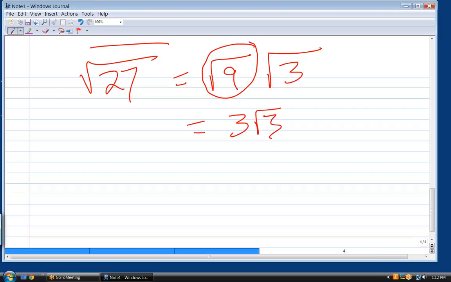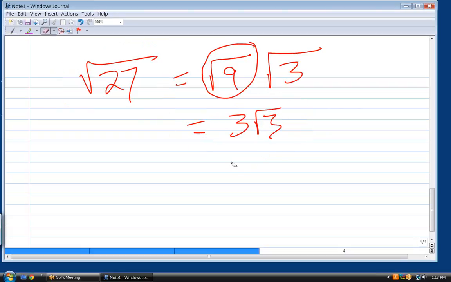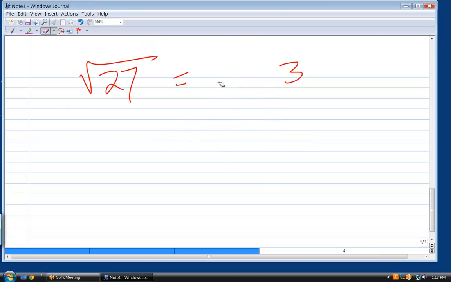You would never write that as an answer. You would always write it this way. But in order to simplify it, it involves this factoring process. And you'll discover one other thing. If I let you use a calculator, it would not help you, because calculators don't factor numbers for you.